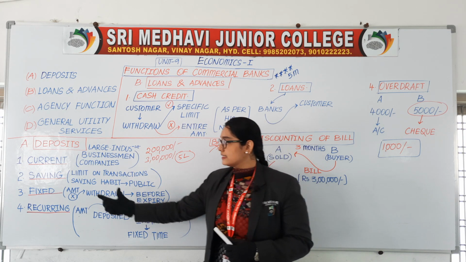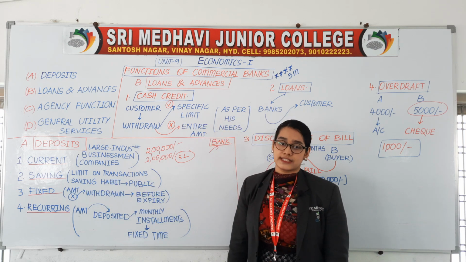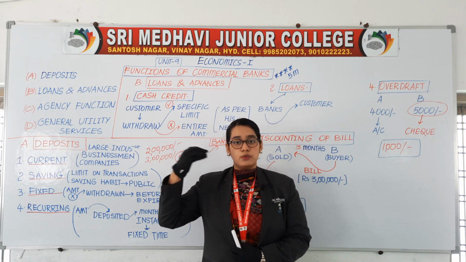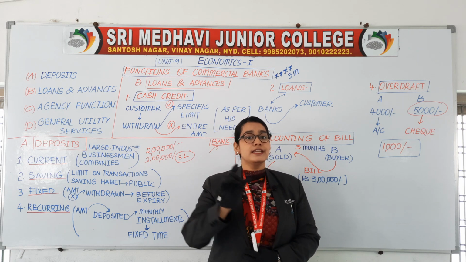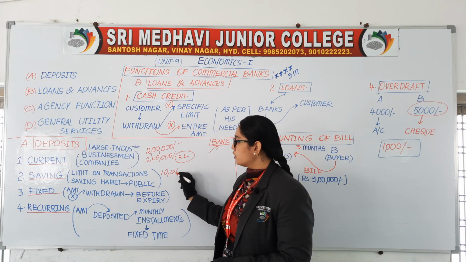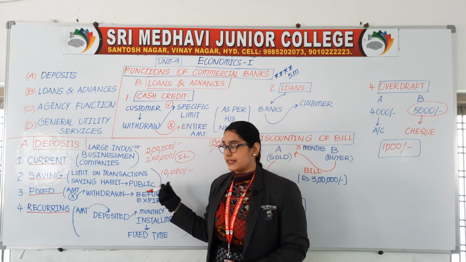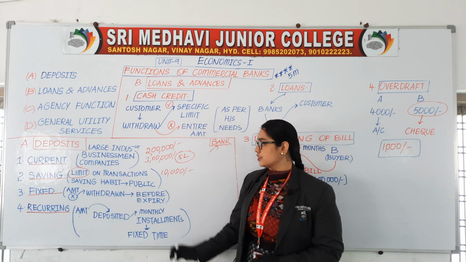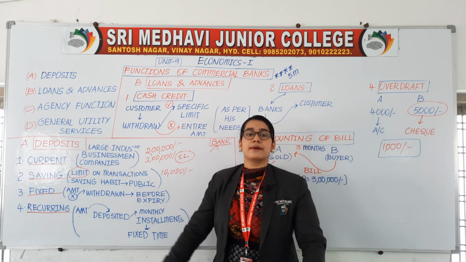But is it the same for the saving account? No, there is a particular limit on the transaction. Like whenever we go to any ATM, can you withdraw 20,000 or 40,000 in a day? No, a person can withdraw only 10,000 in a day, not more than that. So here a particular limit is there. I have mentioned here there is a particular limit on the transaction, whereas here there is no limit. You can withdraw 5 lakhs amount also.